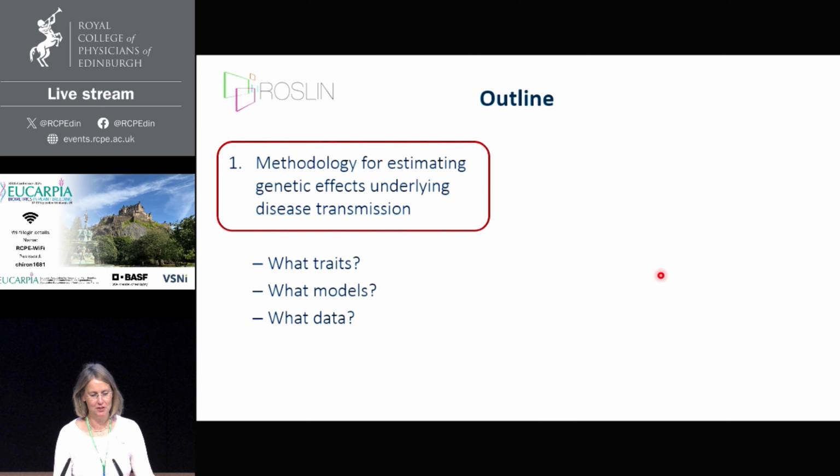Okay, first the methodology. So how would we estimate genetic effects underlying disease transmission? What are the host traits that we need to consider? What are the models? What data do we need to collect?